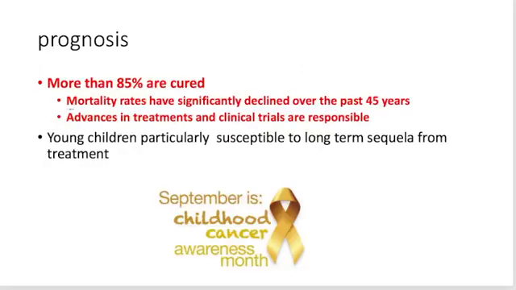The good news is if a child develops cancer, more than 85% are cured. Those are pretty good odds. The problem is that young children are particularly susceptible to long-term sequelae from treatment. So they get treated so young, depending on what type of chemotherapy. If it's an alkylating agent, we talked about certain issues with alkylating agents and then later leukemias. So it does put you at risk if you do have to treat early.